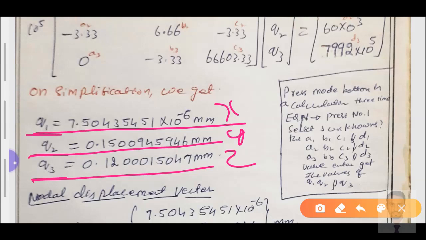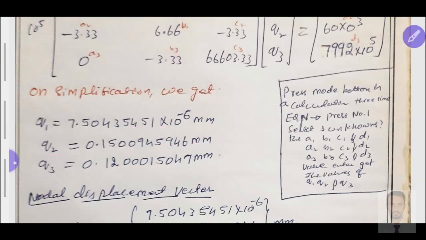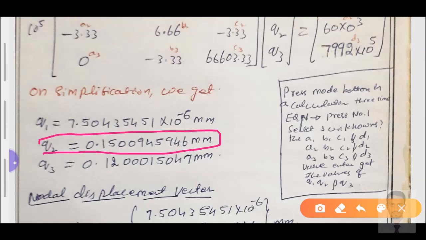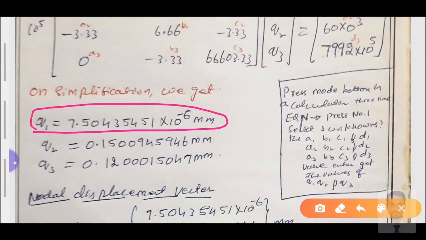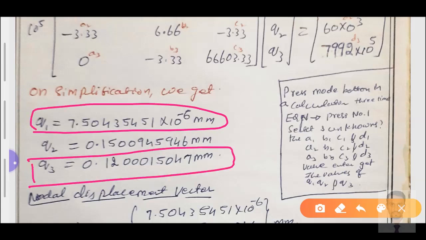So we got the values of this, but when you compare to the previous problem, you will get the same answer. At q3 we got 0.15 millimeter. In addition to that, more accuracy we get in the penalty method. These two values are more accurate, we got the result.